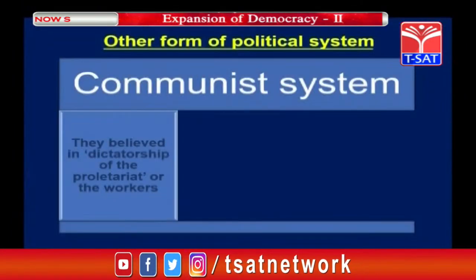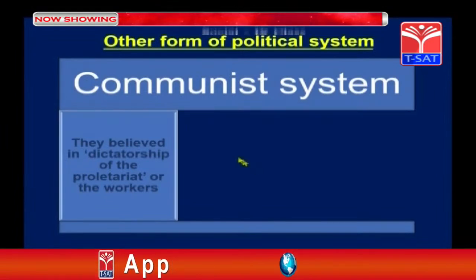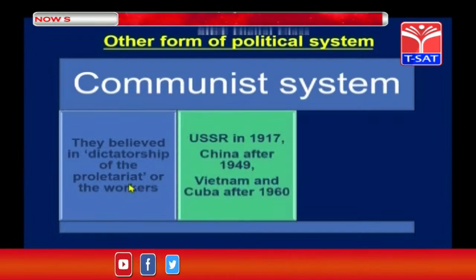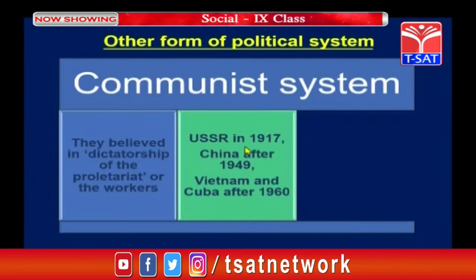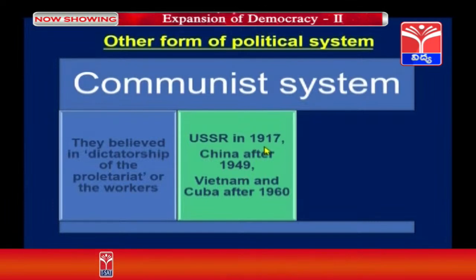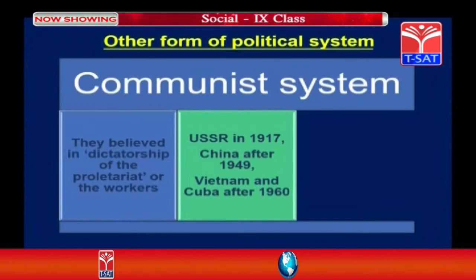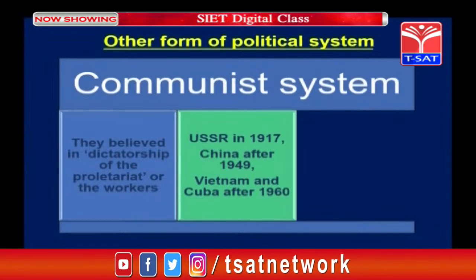Communist system. In this communist system, the communists believed in the dictatorship of the proletariat. Proletariat means the working class. Such a political system emerged in USSR in 1917. Children, do you remember? You learnt about the Russian Revolution. So this communist system was established in USSR in 1917, and in China after 1949, Vietnam and Cuba after 1960.